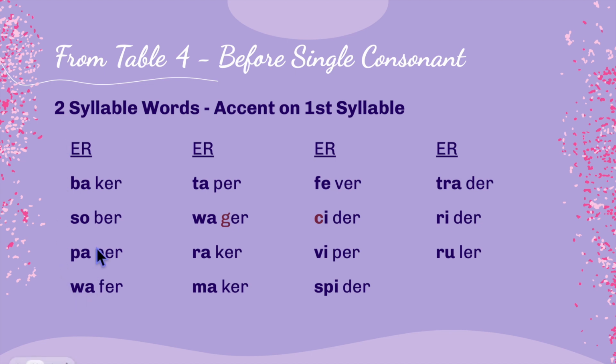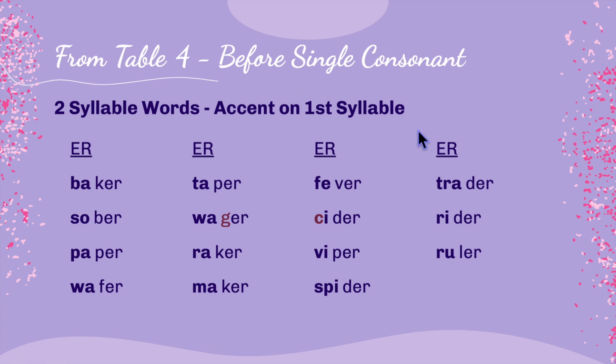When the syllable is accented, like all of these first syllables, and it ends in a vowel, we try the vowel's long sound. Baker, sober, paper, wafer, taper. This G is going to have its soft sound of J because of the E. Wager, raker, maker, fever. This C will have its soft sound of S because of the I. Cider, viper, spider, trader, rider, ruler.